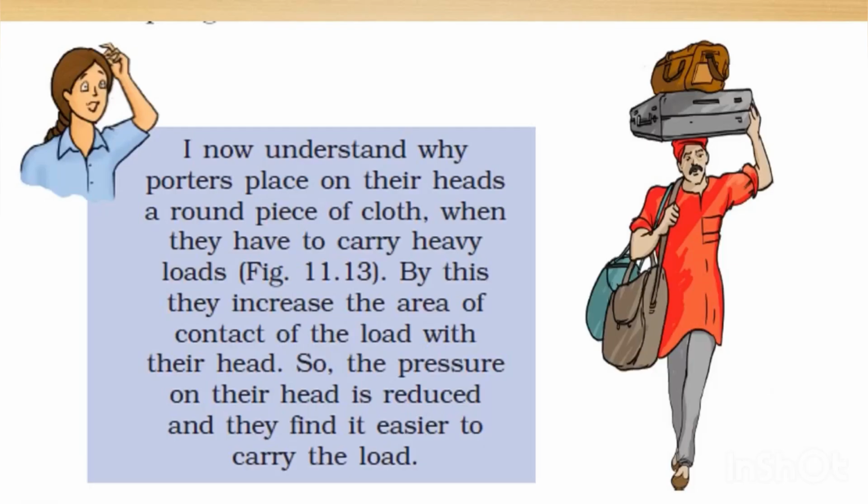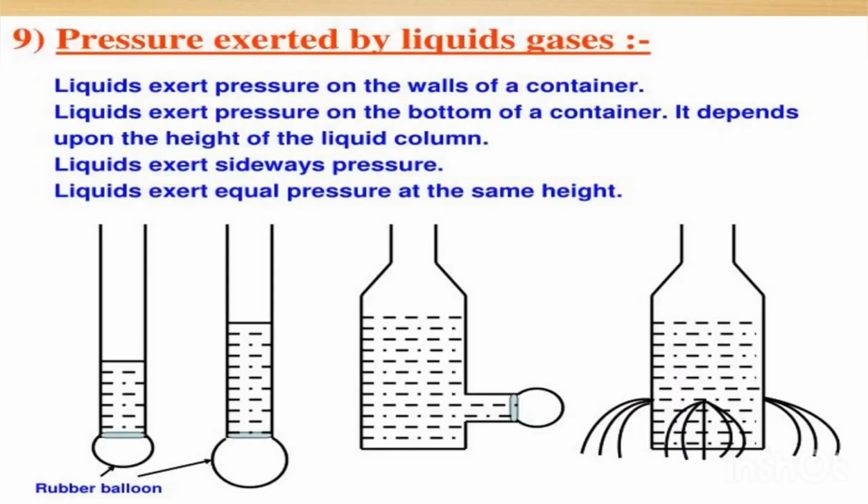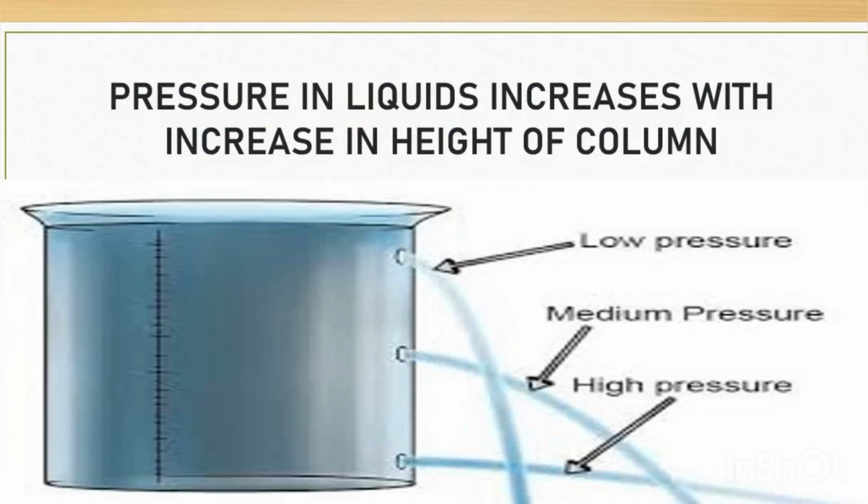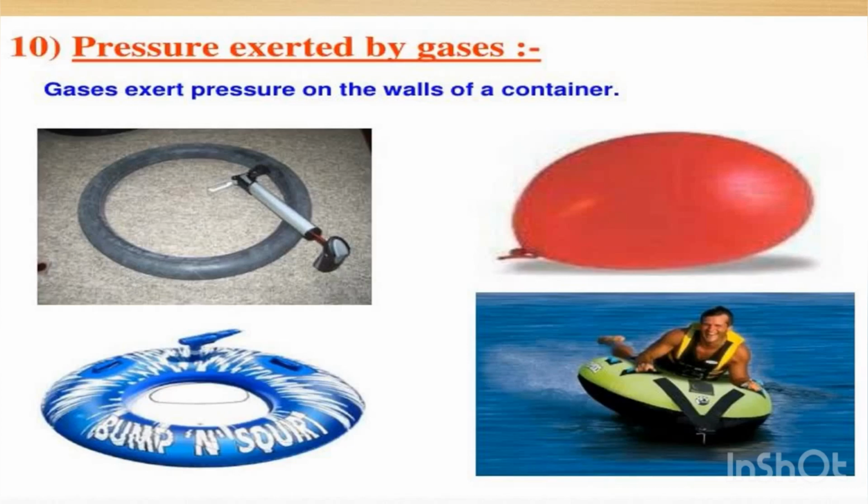This is the reason why porters or coolies carry a rounded cloth piece on their head. That is to spread the force of the luggage on a larger area, thereby reducing the pressure. Pressure in liquids increases with depth, but at the same depth, the pressure will be equal in all directions. With increasing depth, the pressure will increase.